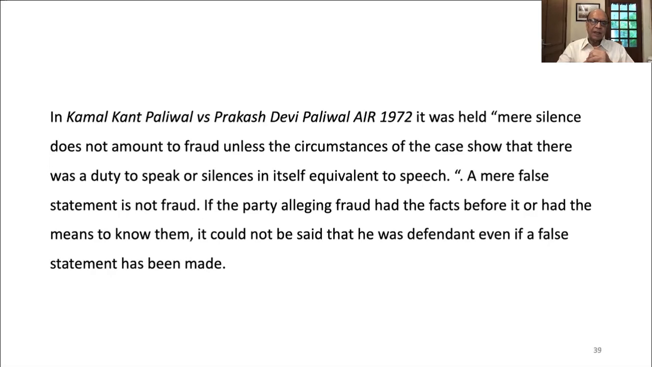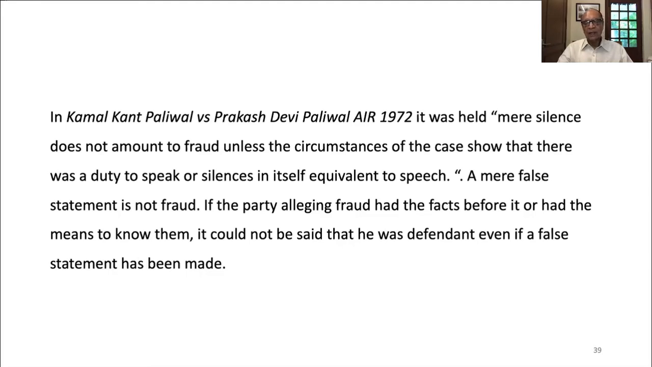In the case of Kamal Kant Paliwal versus Prakash Devi Paliwal, a case of 1972, it was held mere silence would not amount to fraud unless the circumstances of the case show that there was a duty to speak, or that the silence in itself is equivalent to speech, where somebody is under a burden to say what is being told is not true, but he keeps silent, then it amounts to speech. A mere false statement. Now, this is very interesting. A mere false statement is not fraud.